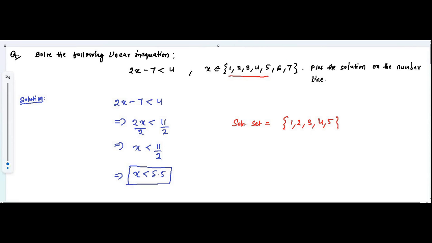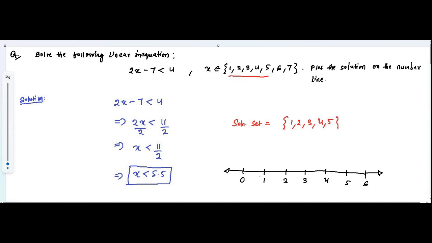Now if we have to plot it on the number line, we'll draw first the number line. Let's say we start from 0, okay, 0, 1, 2, 3, 4, 5, 6, okay, this much.